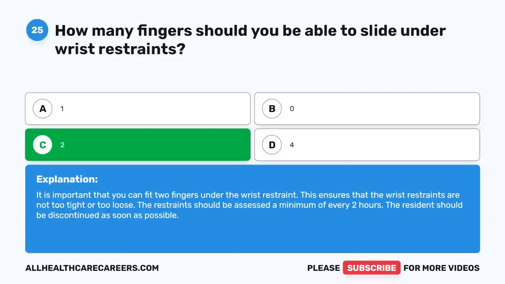This ensures that the wrist restraints are not too tight or too loose. The restraint should be assessed a minimum of every 2 hours. The restraint should be discontinued as soon as possible.